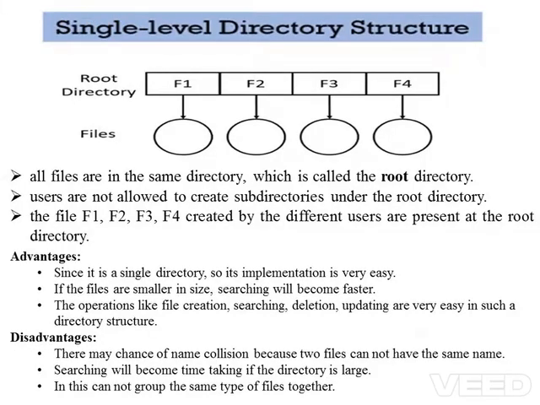In a single level directory, only one root is available. As you can see in the diagram, F1, F2, F3 and F4 created by the different users are present at the root directory.